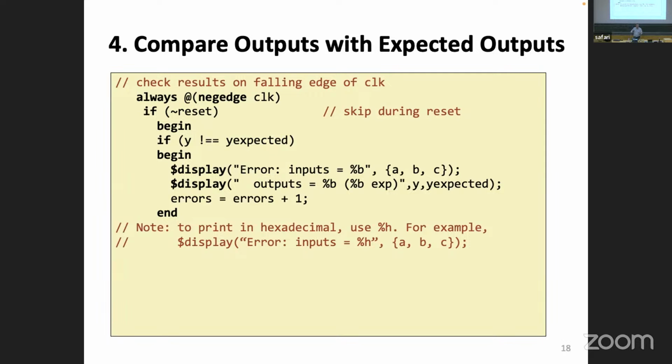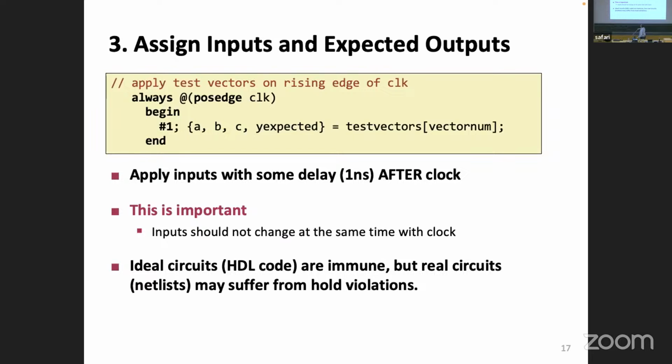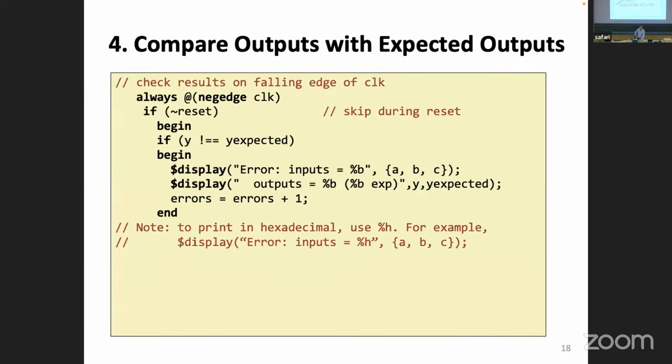Where did we get this expected? Well, it actually came while we were reading the test vectors. It was part of the test vectors. I assigned it there. I didn't need it at the time, but since it was in one file, I read it out. And now I know what the output of the circuit is, y. I have read in y expected, and I'm just checking if they're correct.